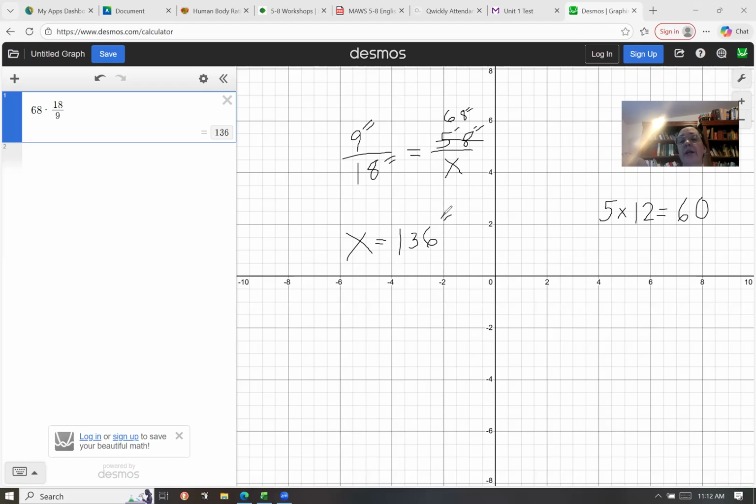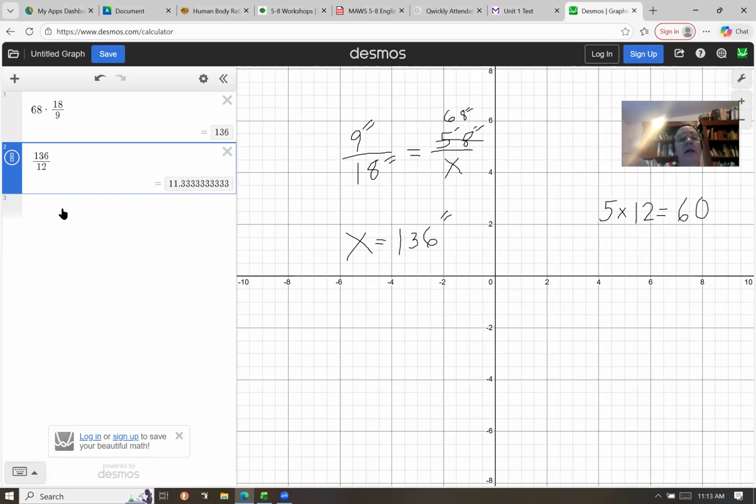Okay, now we need to turn our inches back into feet and inches. So we need to figure out how many 12s fit within 136. So you can skip count by 12s, or we can just divide on Desmos to figure out our whole number part. So 136 divided by 12 is 11.3 repeating. So our whole number part is going to be 11 feet. And then if we take 11 times 12, that is 132.